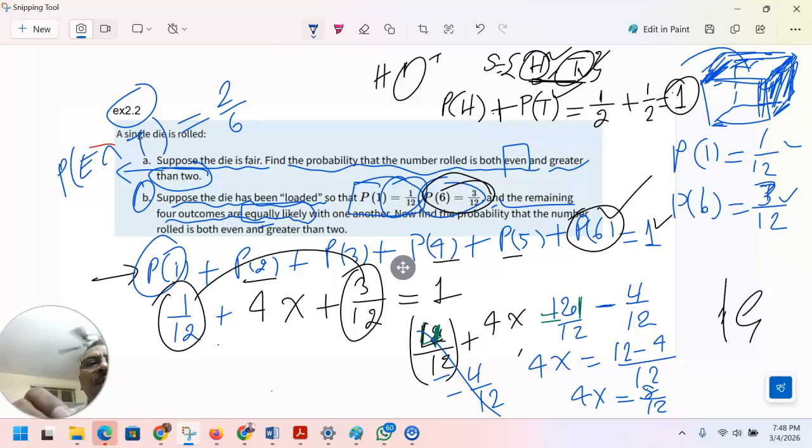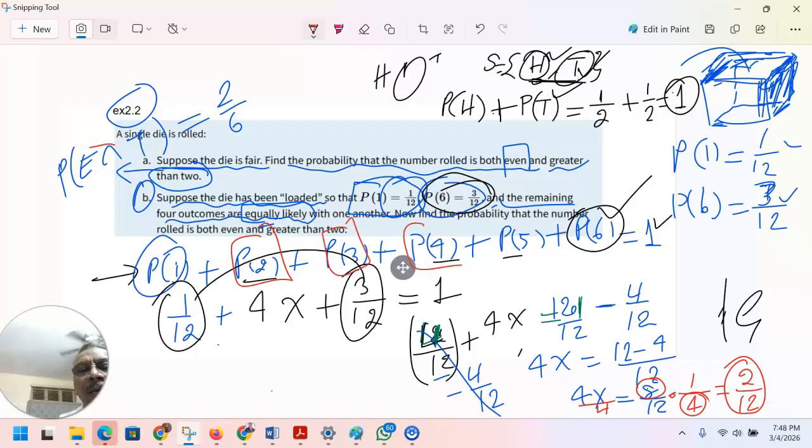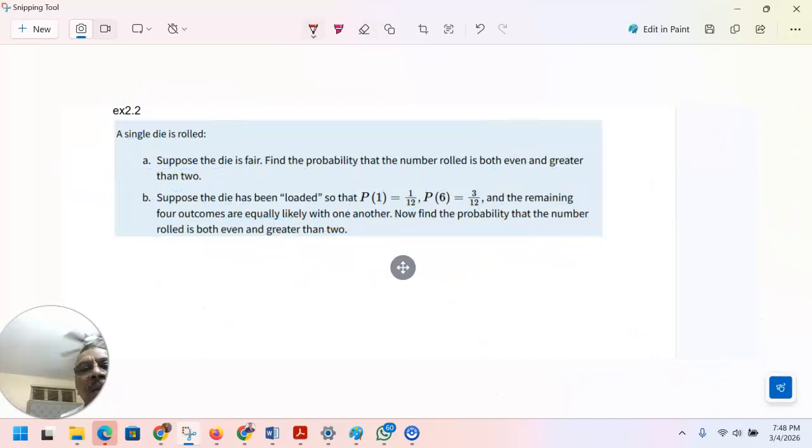Then we divide both sides by 4. You can see 4 divides 8 two times, so it comes to 2 out of 12. So your probability will be 2 out of 12 here. This takes care of each one of these: 2 by 12, 2 by 12, 2 by 12, 2 by 12, but this is 1 by 12, and the last is 3 by 12. Let me go back and clean this up and write down the last answer.